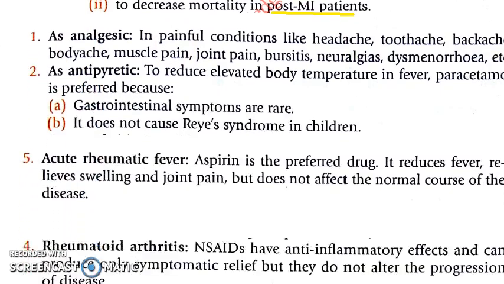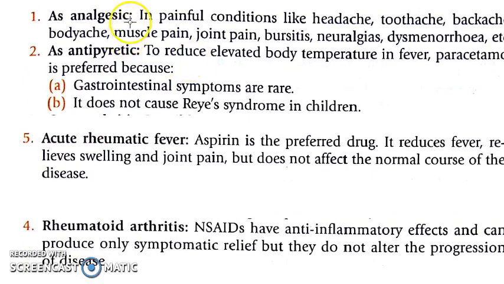Let's move on to the next uses. The next use will definitely be analgesic and antipyretic, correct? Analgesic, it is for minor pains like headache, toothache, backache, body ache, muscle pain, joint pain, etc. Neuralgias, dysmenorrhea, this we have already seen, correct? So this is the kind of pains it can relieve. It cannot relieve any pain from a major head injury or something, but headache, yes.